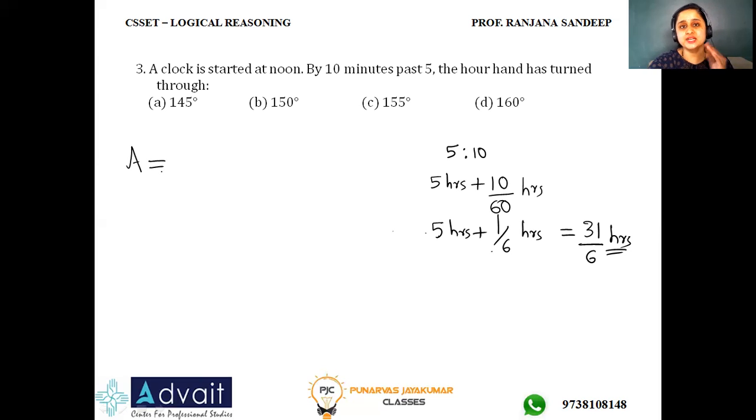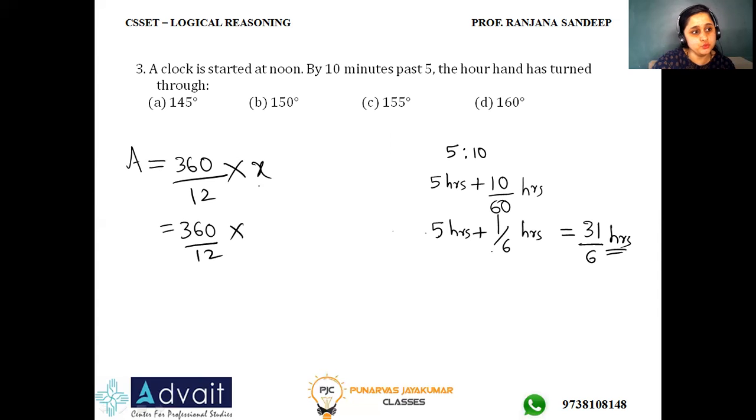Okay, just recollect the formula once. What is the angle traced by the hour hand in x hours? It is 360 divided by 12 into x. So here it is 360 by 12 into x, and x is 31 by 6. So this is the value of x hours. So 31 by 6. Now simplify this.